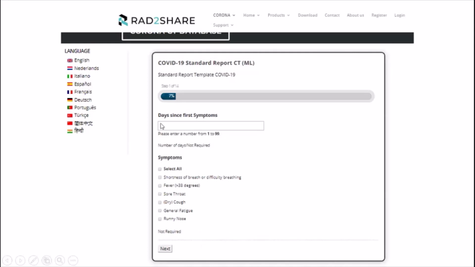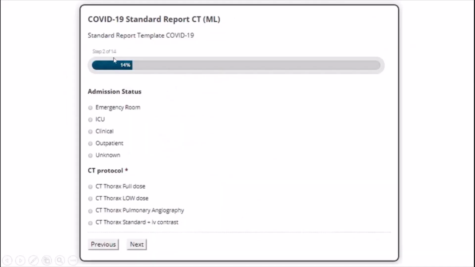So first you enter the patient's first symptoms, and then you choose the symptoms of the patient, then you click next. Then this is the admission status, so you choose whether the patient comes to the emergency room, ICU, clinical or outpatient, or unknown, and then the CT protocol. It has been advised to use a low dose similar to the CT lung screening protocol. It's available on the internet. You can find the protocol.